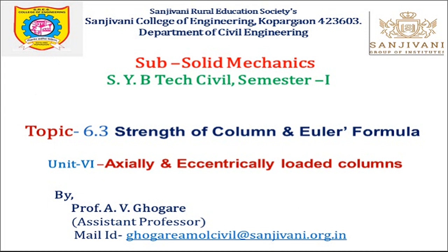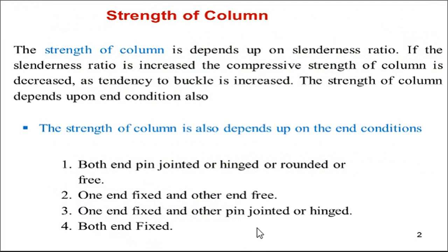and its derivation. Very first, the strength of the column basically depends upon the slenderness ratio. As we know, the slenderness ratio is the ratio of the unsupported length and the least lateral dimension. If the slenderness ratio is increased, the compressive strength of the column decreases. So it is opposite in nature. When the slenderness ratio increases, the compressive strength of the column decreases as the tendency to buckle is increased. The strength of the column depends upon the end conditions also.